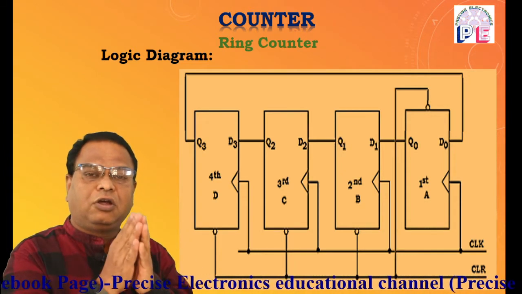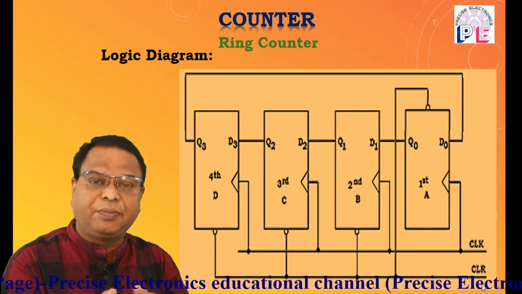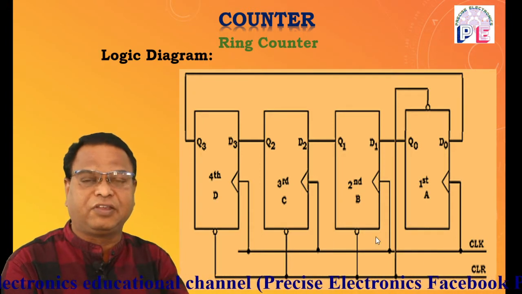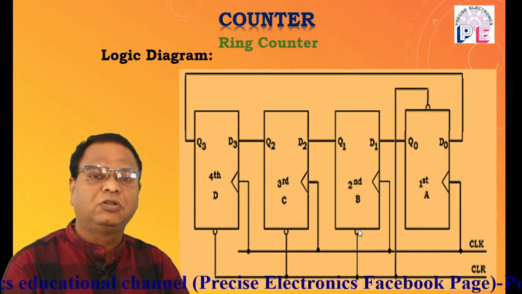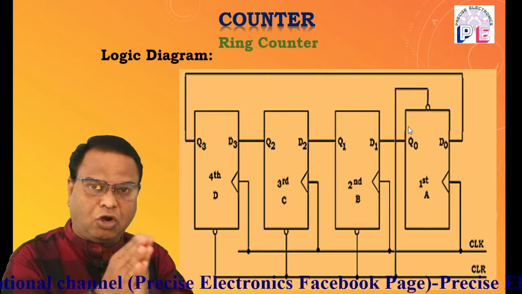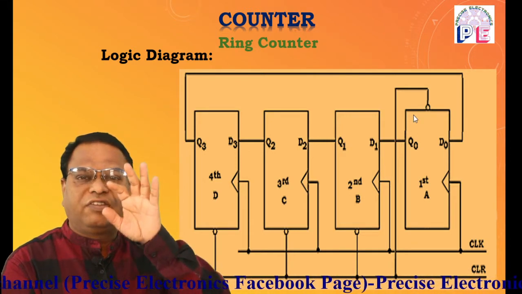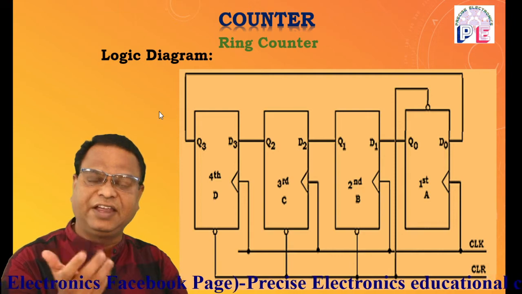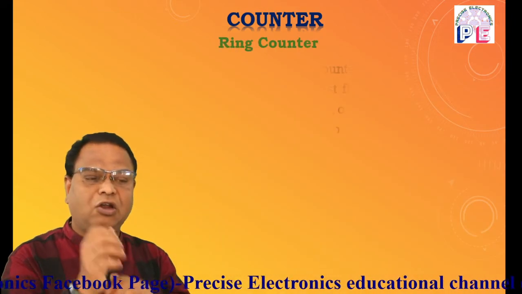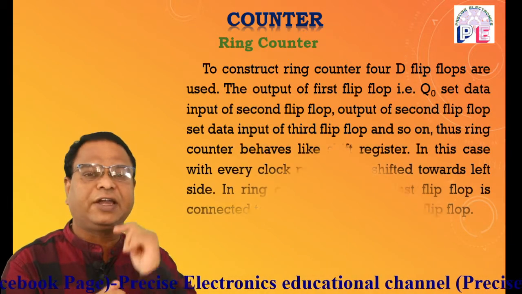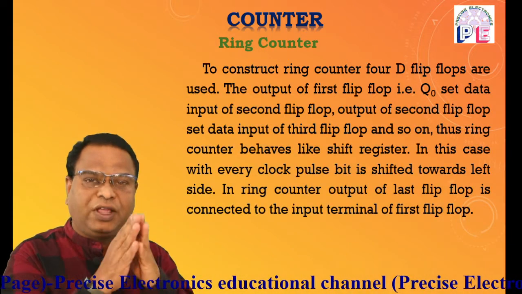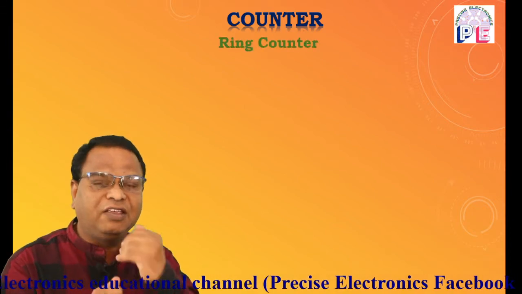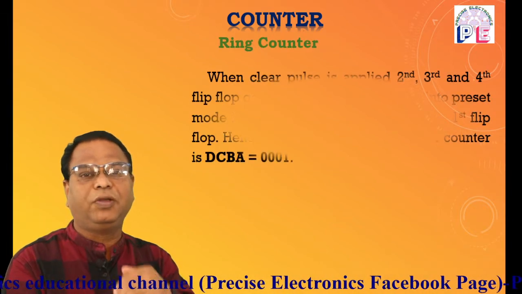In this case, a reset pulse, that is a clear pulse, as well as a preset pulse is applied. For the second, third and fourth flip flops the reset or clear pulse is applied, while for the first flip flop the preset pulse is applied. In all these flip flops, it is a negative edge preset or negative edge clear because the bubble is there, and the bubble indicates negative edge. So when the clear pulse is applied, which is also connected to the preset terminal of the first flip flop, the second, third and fourth flip flops are in reset mode, or clear mode, but the first flip flop is in set mode.